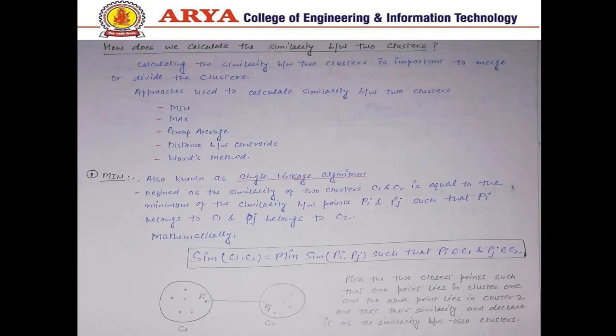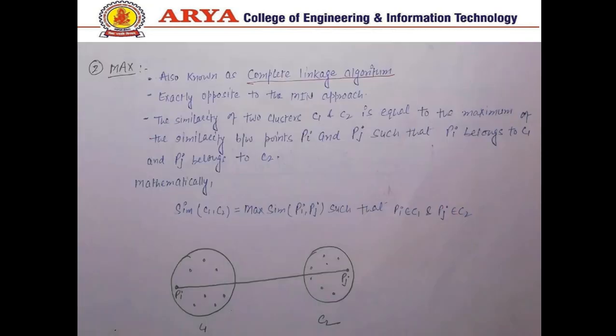In the max concept, we consider the maximum distance, which is exactly the opposite of the min approach. The similarity of two clusters C1 and C2 is equal to the maximum of the similarity between points Pi and Pj, that is, max similarity of Pi, Pj such that Pi belongs to C1 and Pj belongs to C2.